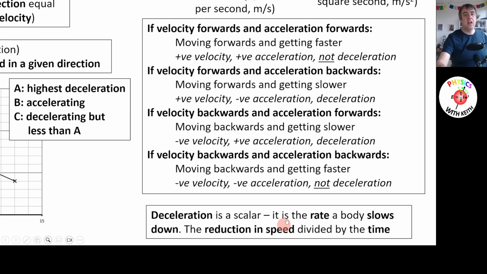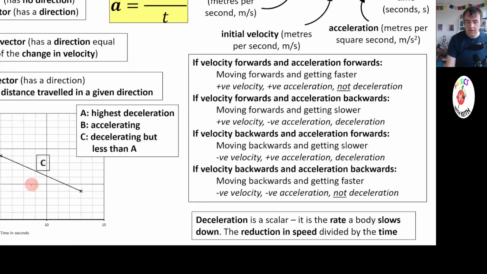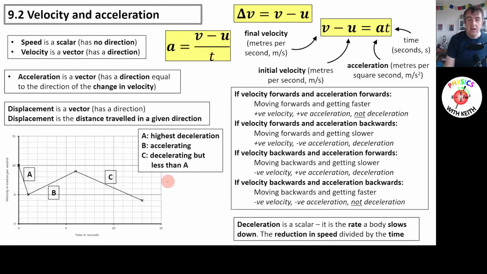Now here's a way of thinking about deceleration. Let's get the pen out. Here's a way to think about it. If I have an acceleration of 1 meter per second squared, what that is saying is every second my velocity changes by 1 meter per second, and that's a positive 1 meter per second.